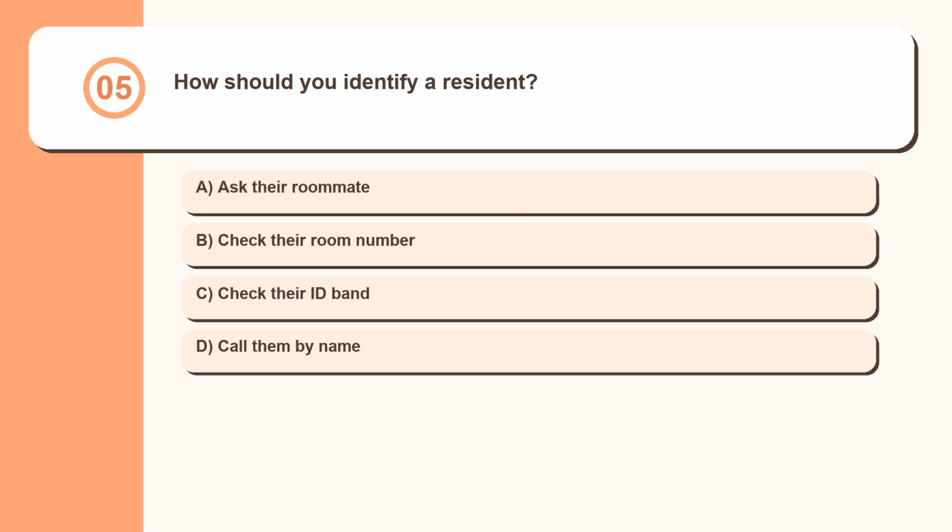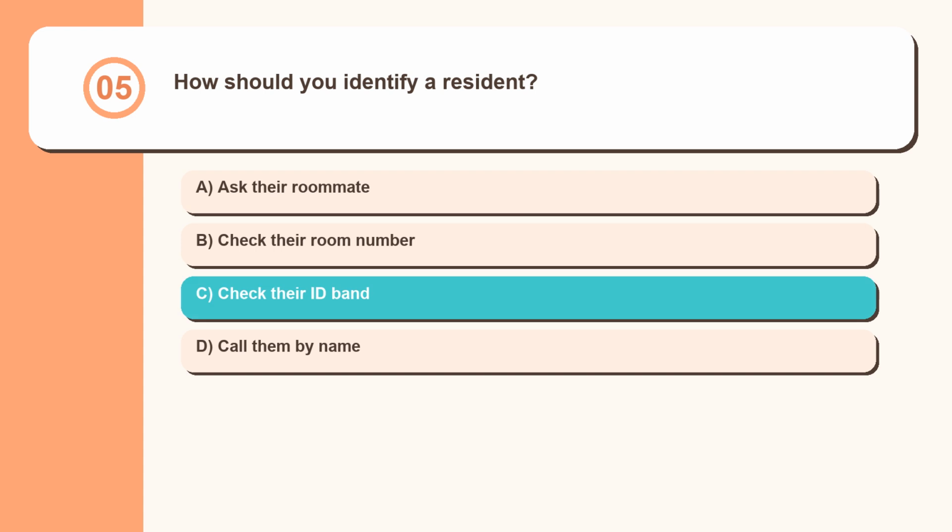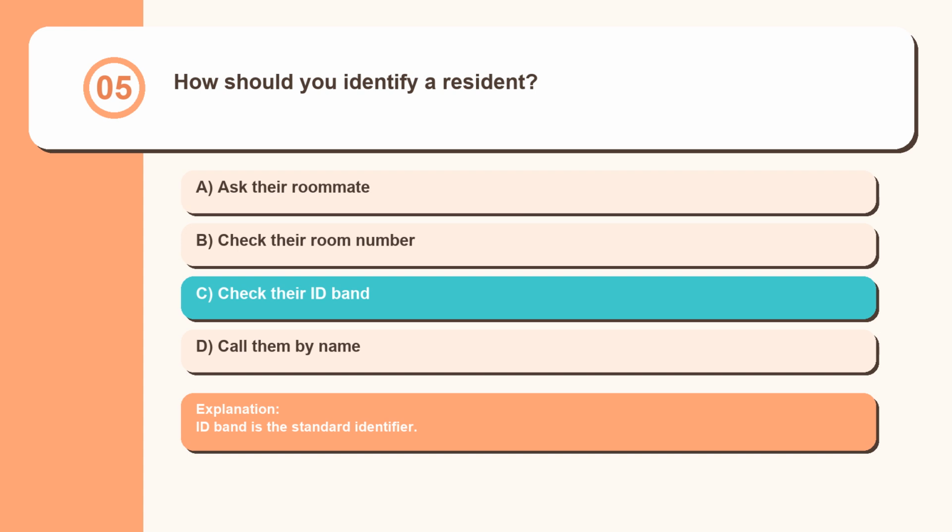Question 5. How should you identify a resident? Ask their roommate. Check their room number. Check their ID band. Call them by name. Answer: ID band is the standard identifier.